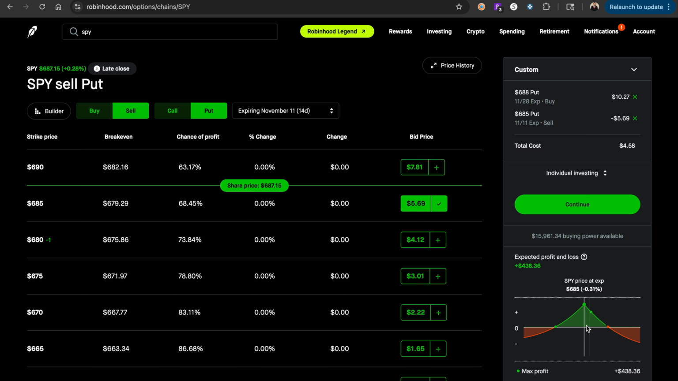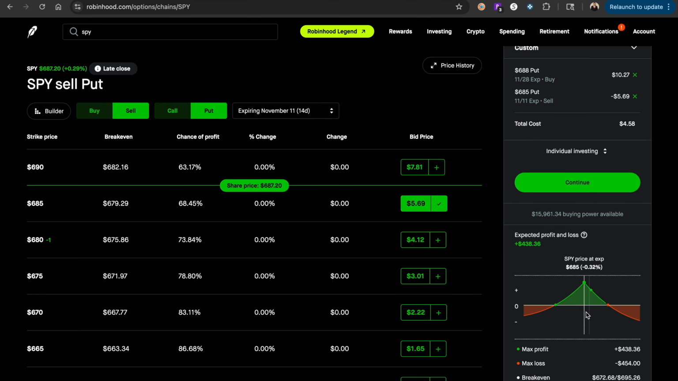So the max profit is going to be 438 if we hold volatility at the current level it is now. If volatility really goes up, the front month option will go up a lot in value, and this software can't actually show that. Technically, a calendar spread will always have an undetermined expected profit and loss. This just shows you what the profit and loss is going to be if IV is held constant.